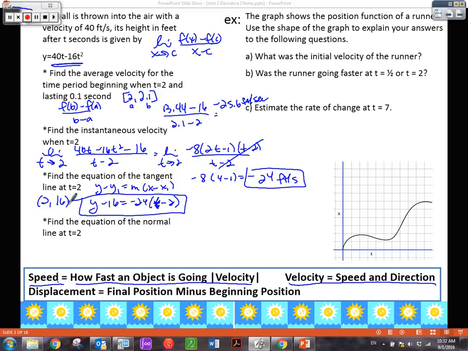Okay? The last question asks us to find the equation of the normal line, which is really easy, right? It's at the exact same point as the tangent line. And all we have to do is change the slope to the opposite reciprocal. I mean, that's all there is to it. So the normal line is going to be y minus 16 equals, so the opposite of negative would be positive, and the reciprocal of 24 would be 1 over 24. So 1 over 24 times t minus 2. Pretty easy, straightforward. I just need you to get comfortable with what a normal line is and how to find it.